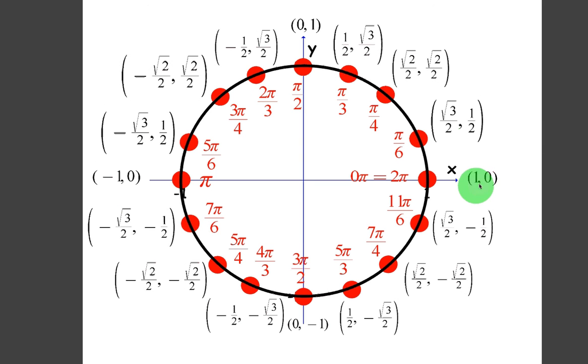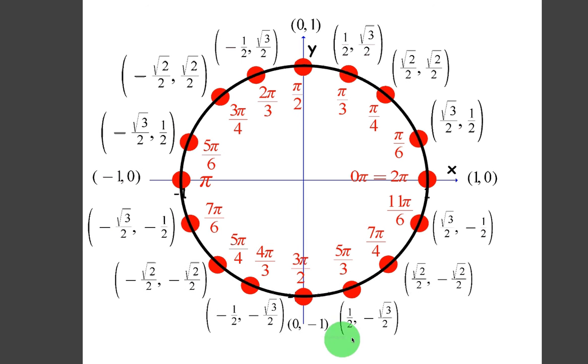Well, remember that tangent is y over x. So once we get to pi, look what happens. We get the same point as we did right here, except they're both negative. If they're both negative, then we're going to get the same tangent value back because you're going to get a positive back. Remember, all students take calculus, tangent's positive in the third quadrant.